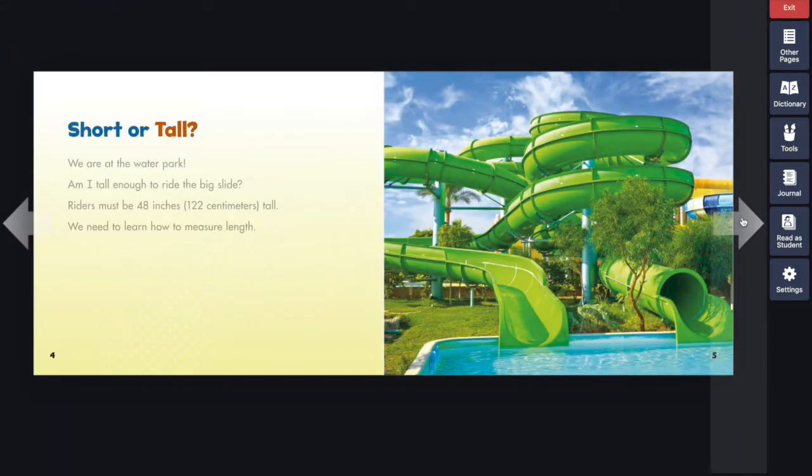Short or tall? We are at the water park. Am I tall enough to ride the big slide? Riders must be 48 inches, 122 centimeters tall. We need to learn how to measure length.